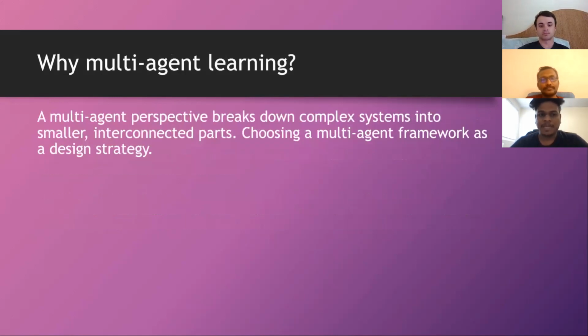So why multi-agent learning? The multi-agent perspective allows one to see the larger system as a collection of smaller, more easily interconnected components. It should be noted that it entails deciding to use a multi-agent framework as a design strategy. Therefore, the decision-making process of any single component is dictated by an optimization problem.